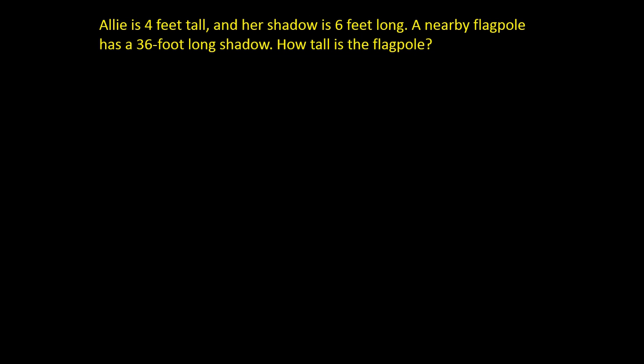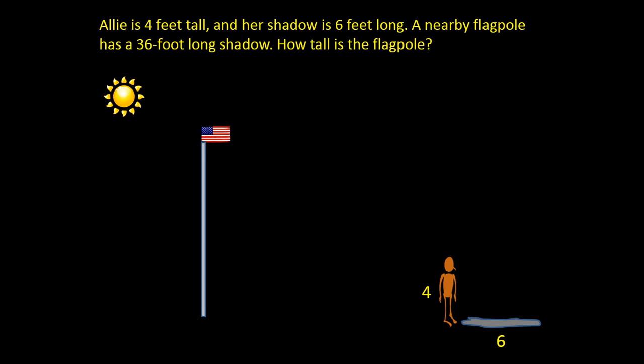So let's look at one last problem that uses similar triangles. Allie is 4 feet tall and her shadow is 6 feet long. A nearby flagpole has a 36-foot long shadow. How tall is the flagpole? Well, let's draw some pictures to see what's going on. There's the sun, there's Allie. She's 4 feet tall and her shadow is 6 feet long. There's a flagpole nearby that has a 36-foot long shadow. We want to know how tall the flagpole is. So we'll call that x.